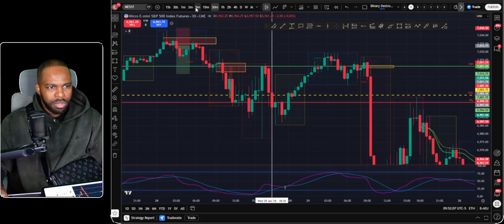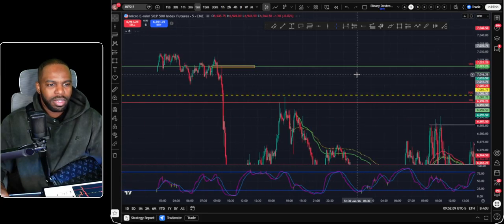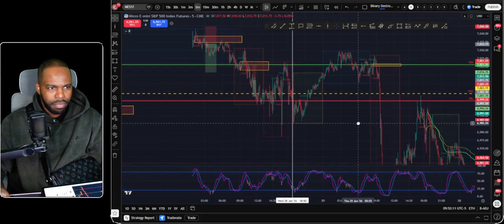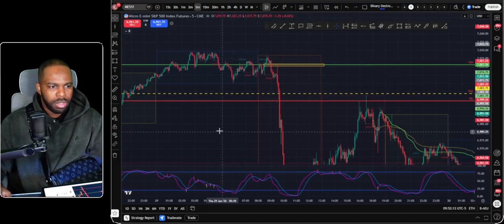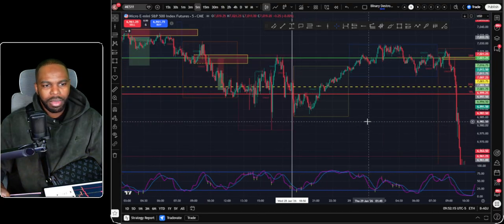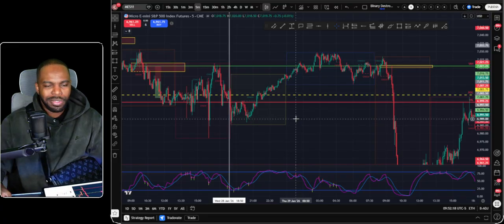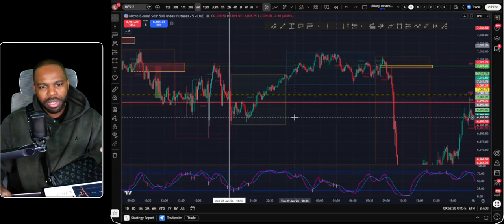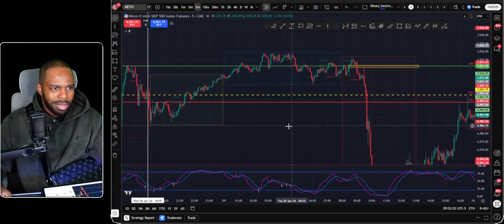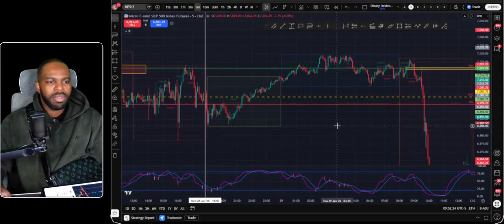And what I'm going to do is go to the 5 minute. I usually like to take trades either on the 5 minute, the 1 minute, or sometimes the 15 seconds. But the 15 seconds, I normally trade using an indicator. But in this case, we're going to be looking at the 5 minute.